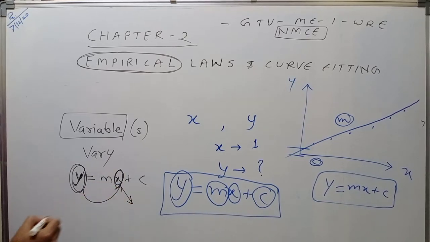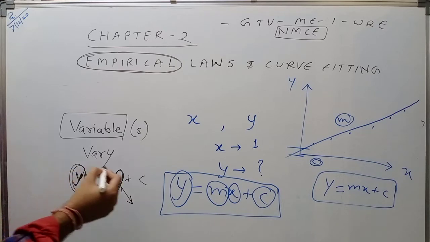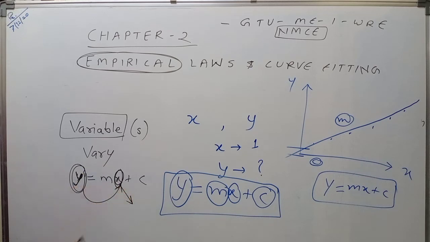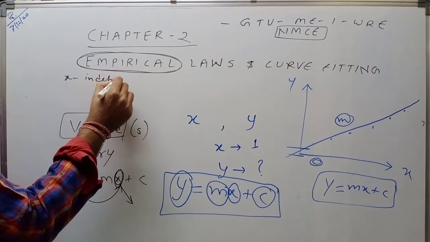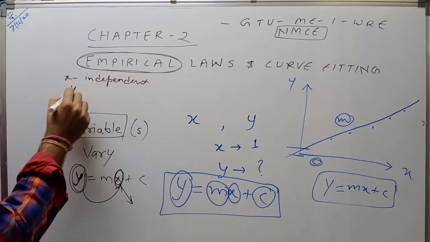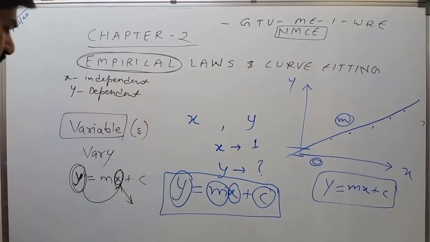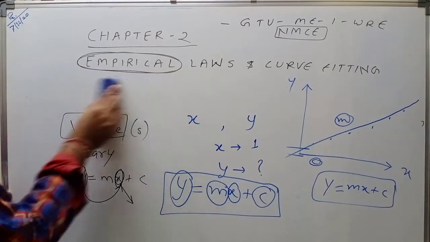So this is independent. Whatever value of x is there, y will change, but x may also change. But the value of y depends on x. So y is dependent and x is independent. So it will be independent and this particular y will be the dependent. So alright, these are the two variable equation or the two value theory. Alright, we are observing this.